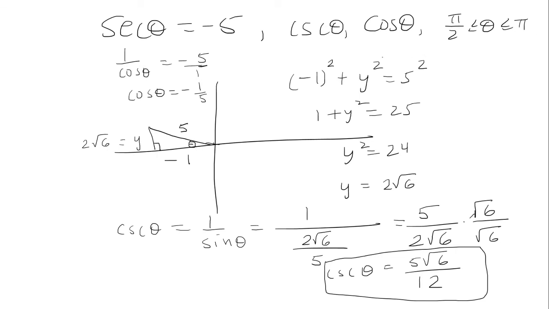And then cosine theta, we actually solved over here. That was our -1/5. So that completes the problem.